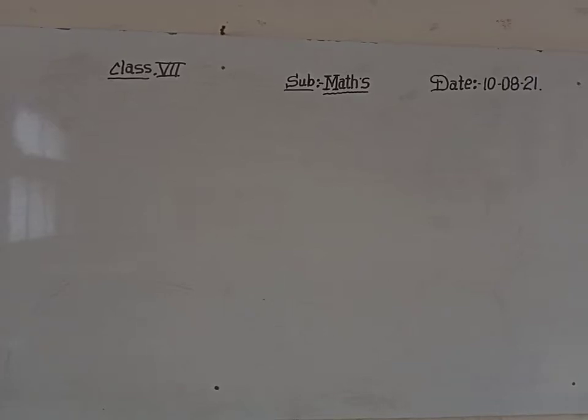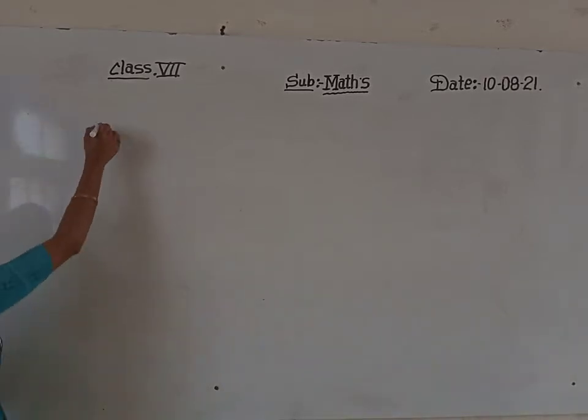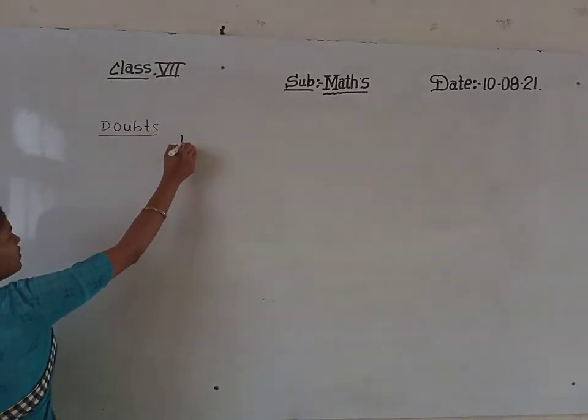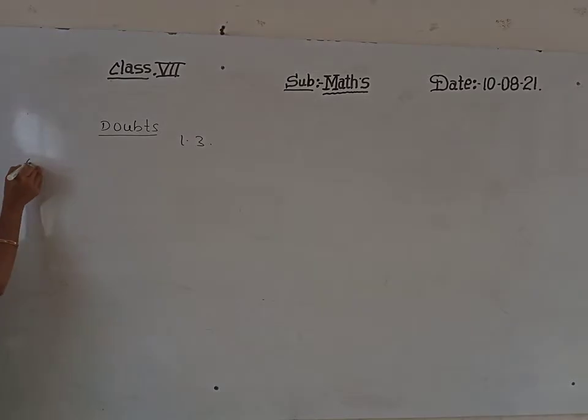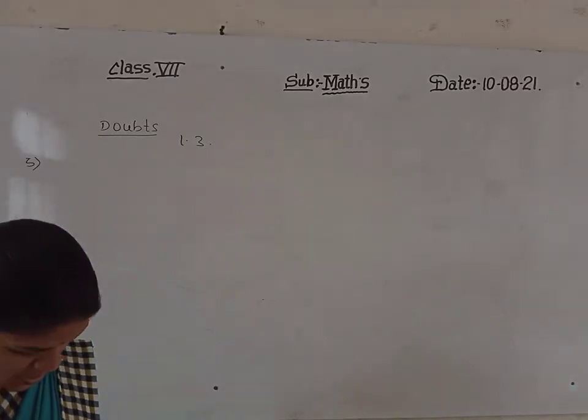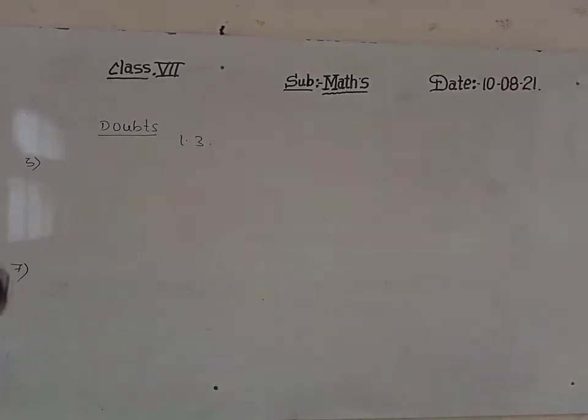He called me and told me, I have a doubt in exercise 1.3, question number 5. So first we have to discuss that doubt in exercise 1.3. We have doubts in question number 5 as well as 7. Yes. So first we will see those two, then we will go to our fraction and decimal chapter. Ready? Okay.